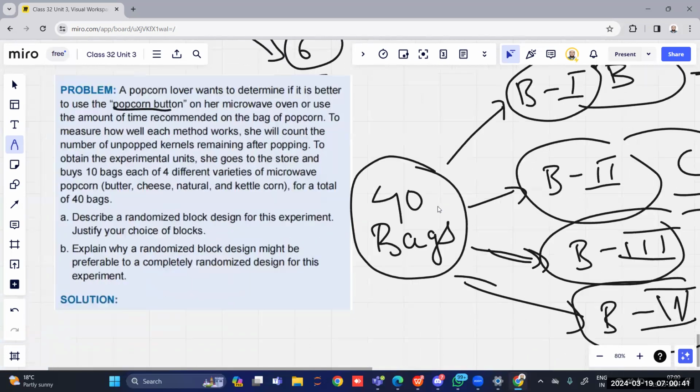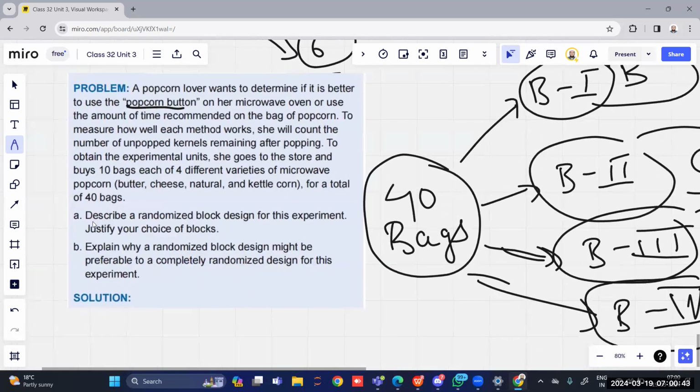Is it clear? So you have to justify your choice of blocks. What you have to write is that as there is a difference between the popcorn bags based on their varieties, as butter, cheese, natural, and kettle corn, I have distributed them as there is a difference. Therefore blocks are distributed based on the difference. So I have chosen block one as butter, block two as cheese, block three as natural, and block four as kettle corn.